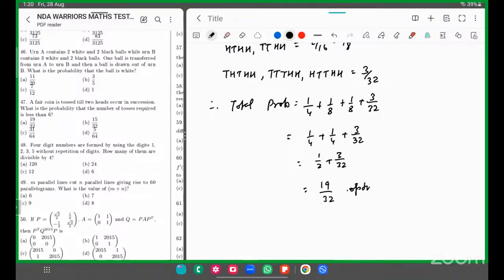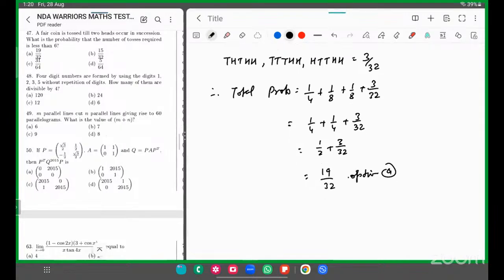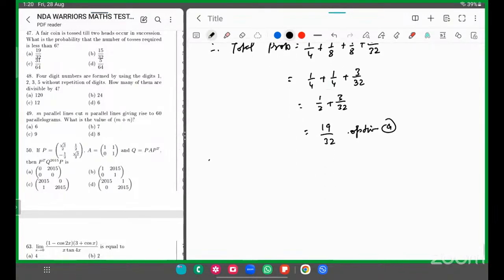Option A. Four-digit numbers are formed by using the digits 1, 2, 3, 5 without repetition. How many are divisible by 4? Question number 48.